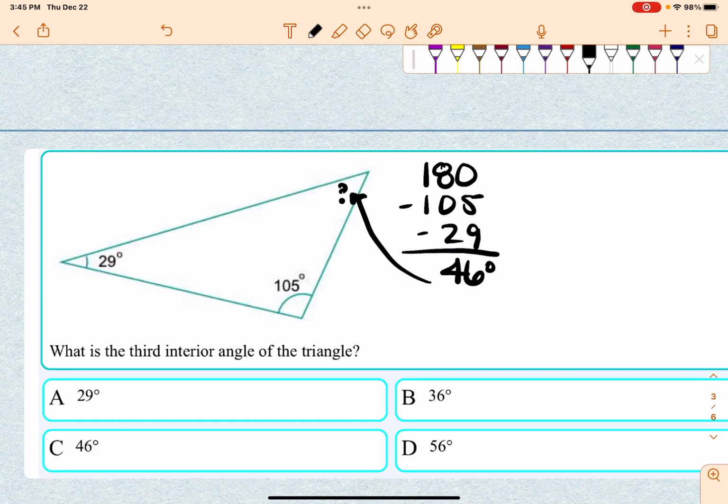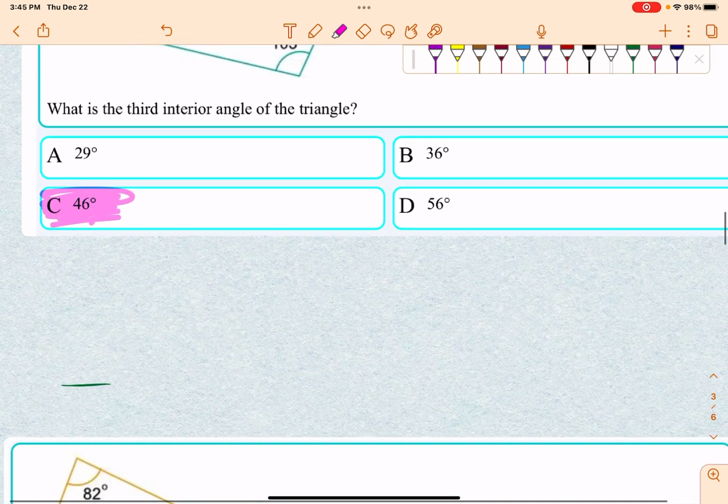Now, if I think that's 46 and I'm not sure, I should be able to add all three of those back together and get 180. So that should be something that you can do automatically as you're looking at these, to kind of double check yourself.